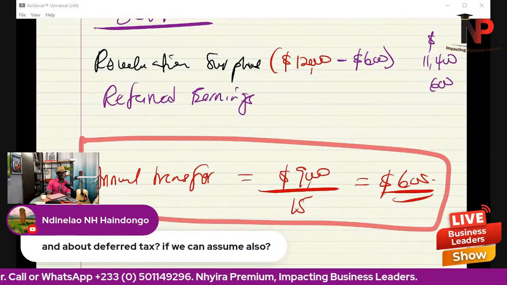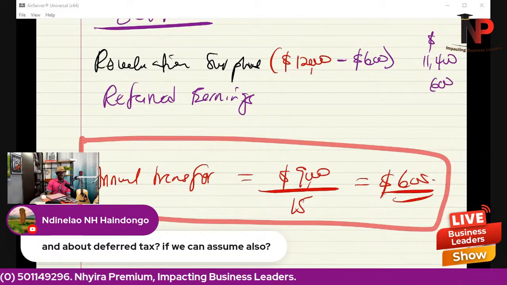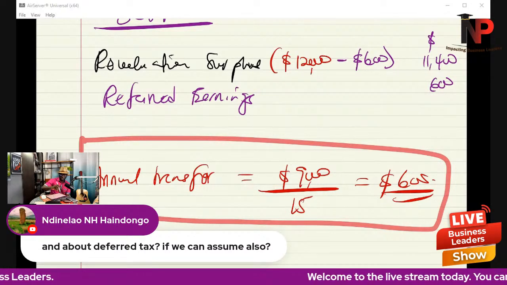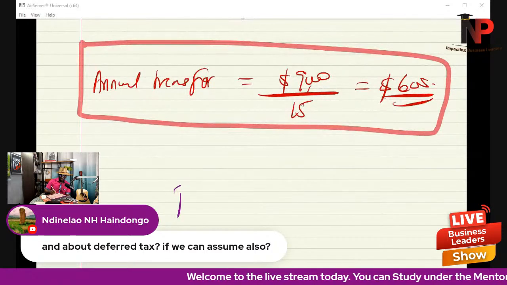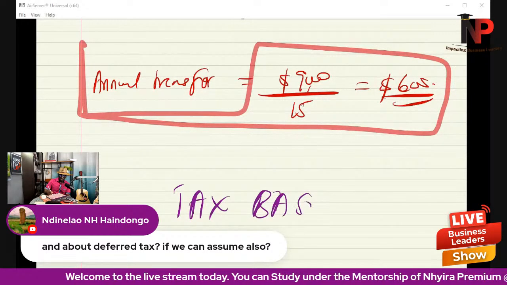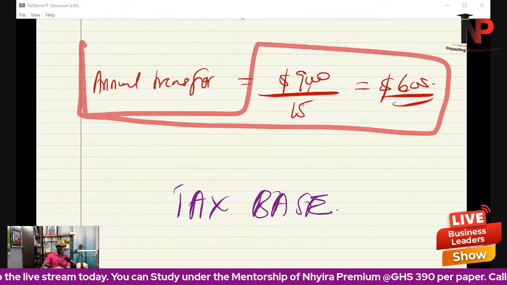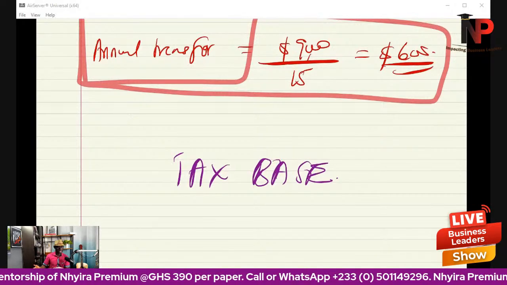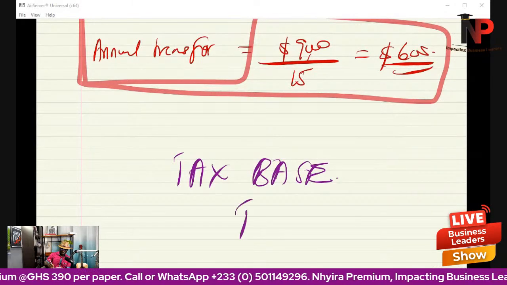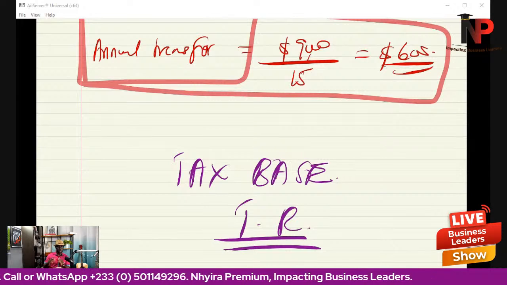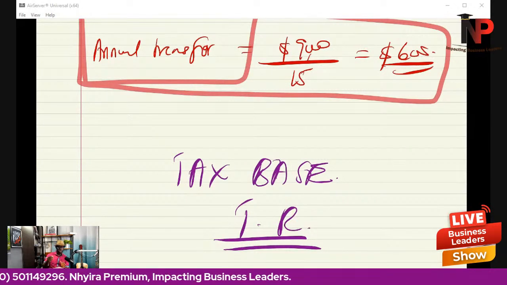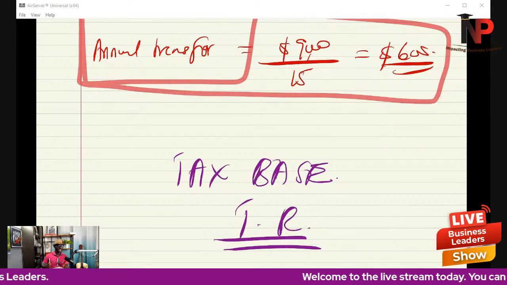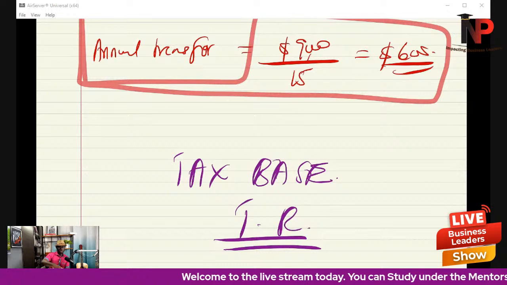Indinelio said, and about deferred tax, if we can assume also. No. For deferred tax, the information will be given to you, because for us to determine deferred tax, we should be given the tax base of the asset, so that we can determine if it is a deductible temporary difference or taxable temporary difference, so that we can know whether it will be a deferred tax asset or a deferred tax liability. And then the tax rate will also be given to us. So there is a question that we're going to be solving in that case as we try to solve questions on these standards. And when we look at that question, you will see how deferred tax is going to be dealt with.